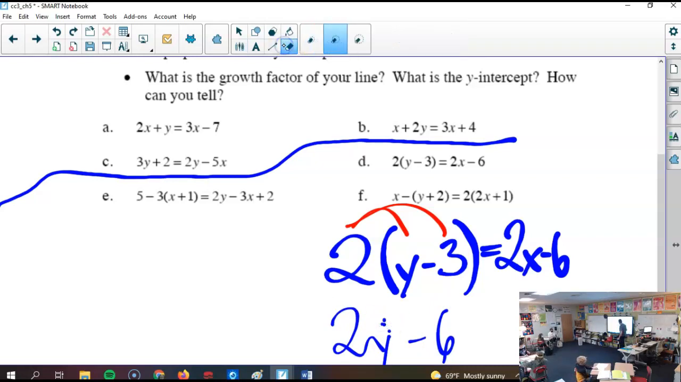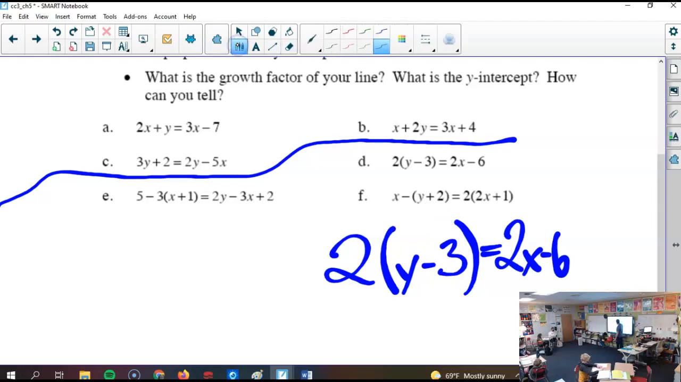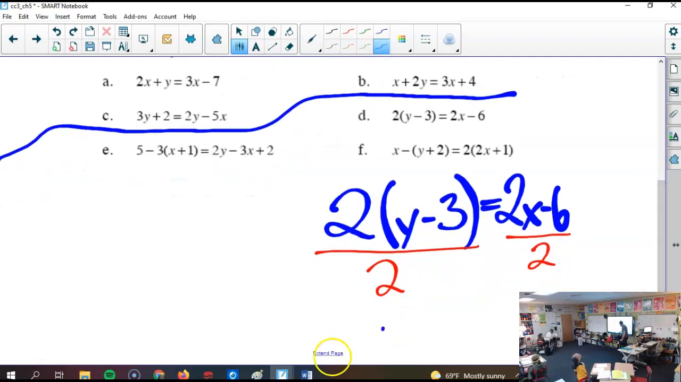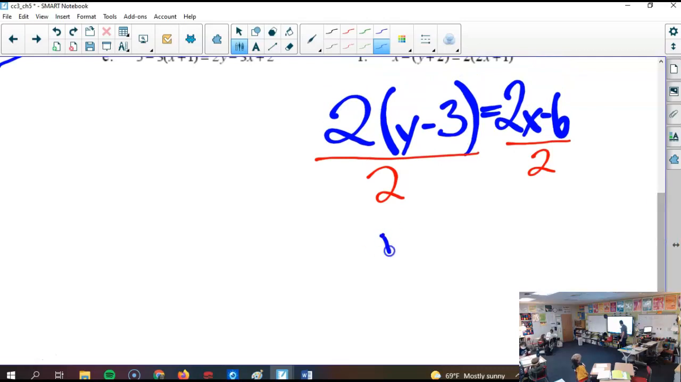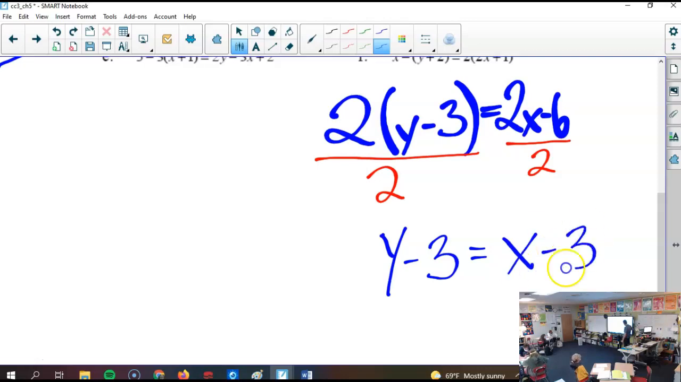So if instead we start the problem by getting rid of that 2, if I don't want to distribute, just divide. If we divide by 2, that multiplication never happens. And over here we can divide by 2, and that will give us y minus 3 equals x minus 3, because the 2 over the 2 canceled itself out. That means x and y are just the same, or they can be any real number.